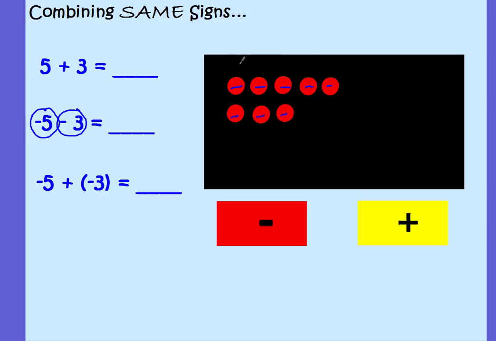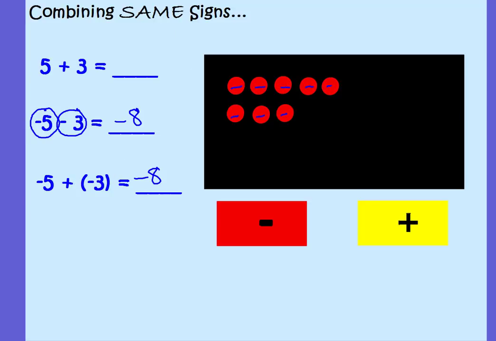They're all negative, so just count them up. 1, 2, 3, 4, 5, 6, 7, 8. Negative 5 minus 3 is negative 8. Now you'll notice our next one is negative 5 plus negative 3. That's the same one we did. Negative 5 integers and negative 3 integers. This is just another way of writing it. You can show it as subtraction, which is the same as adding the opposite. The opposite of 3 is a negative 3. Or you can show it as adding the negative.